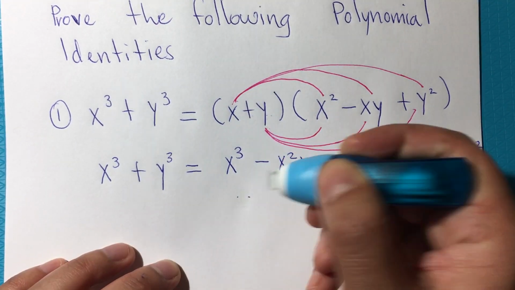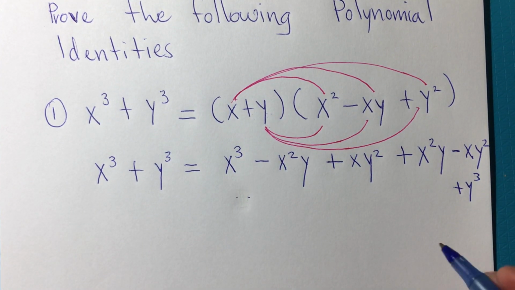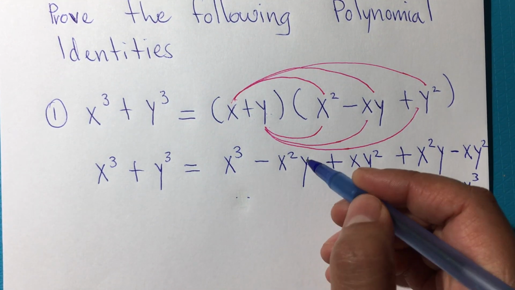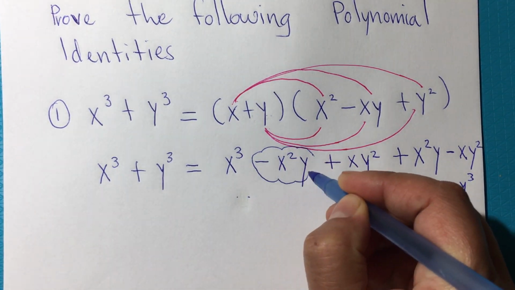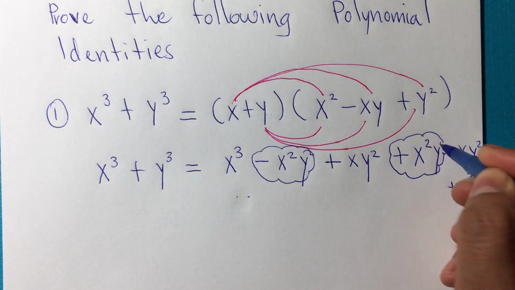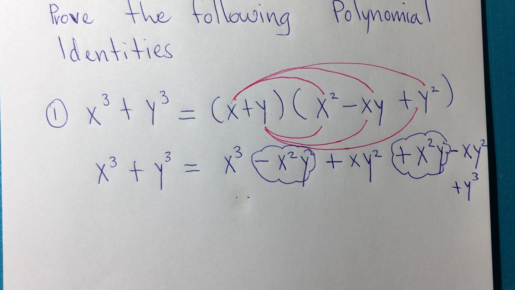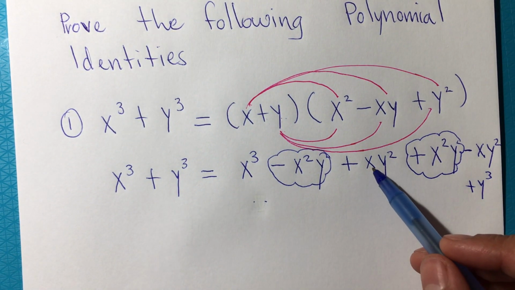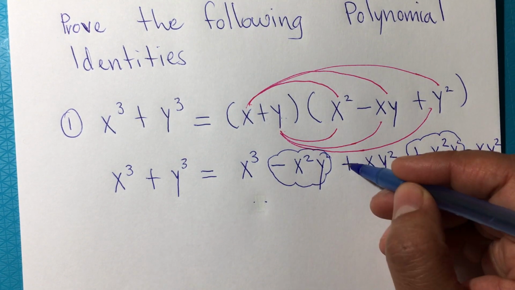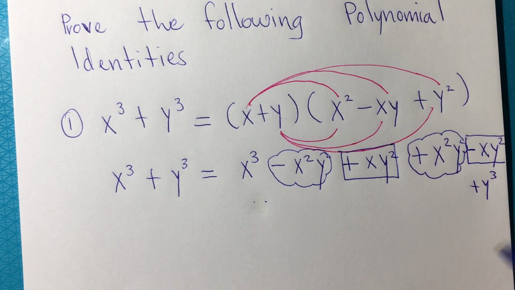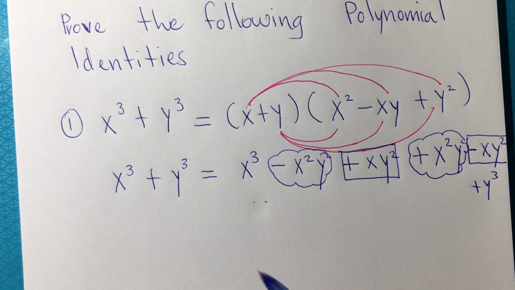Okay, let me erase this. And so now I can look for like terms. I notice that I have x squared y right here as well. I like to use either shapes or colors to make it easier for me. And then I have x and y squared. So I'm using rectangles in this case. And these are just by themselves.